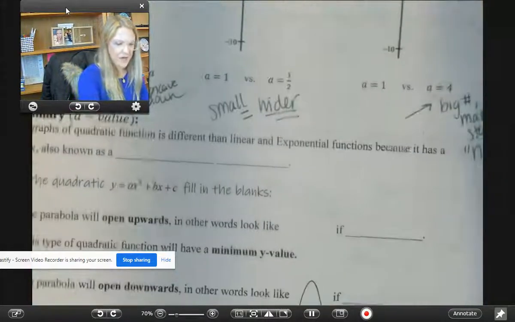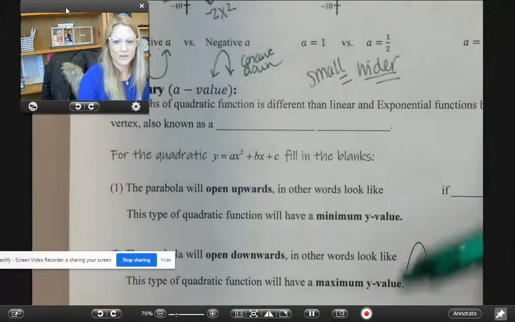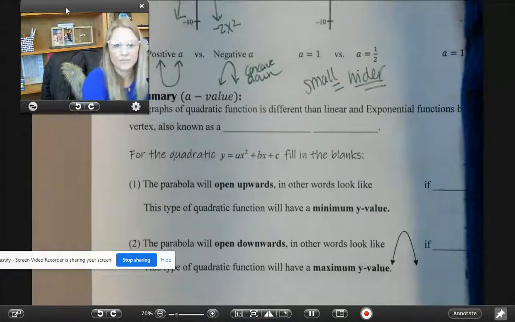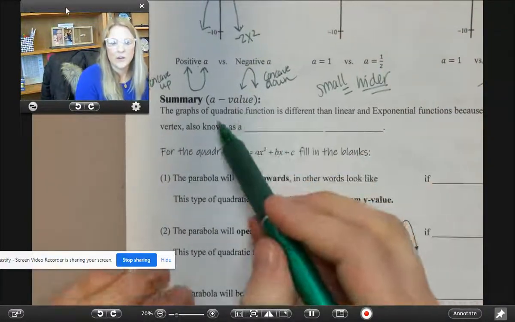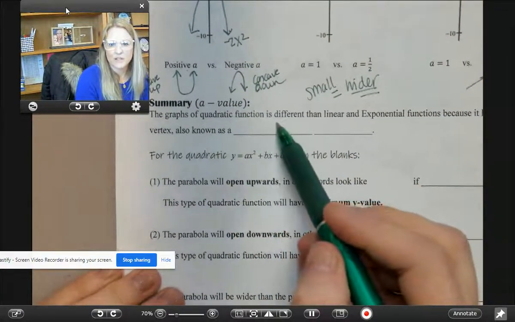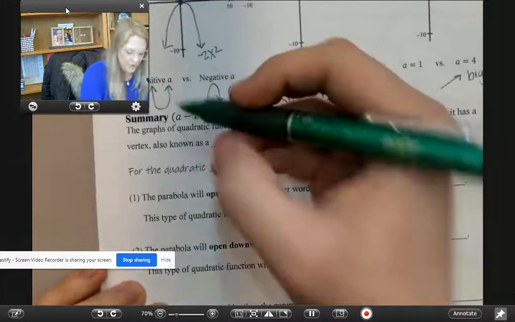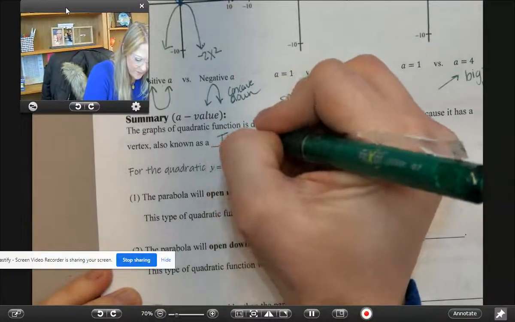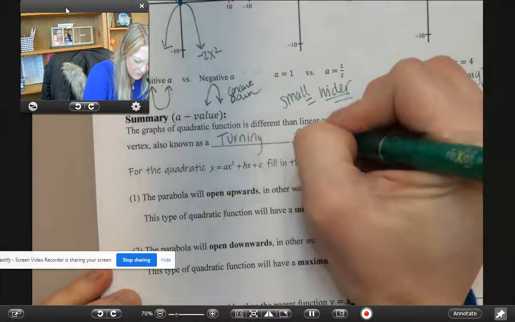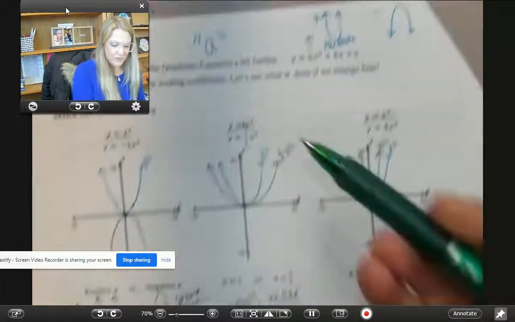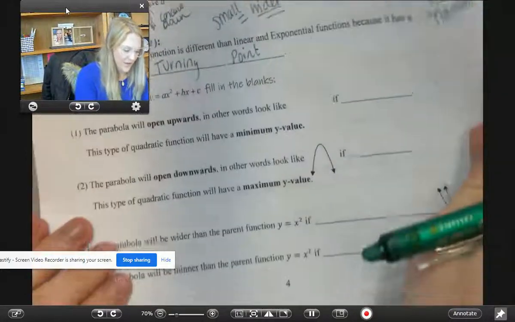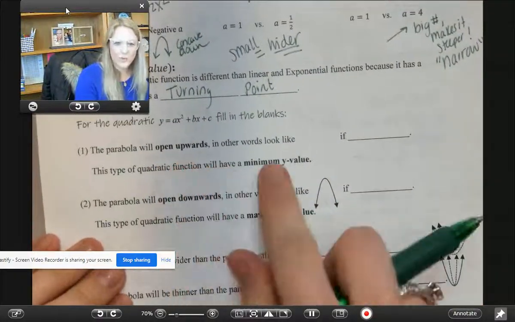All right, so let's get a little bit more practice here. So let's fill out this summary section. So the graphs of quadratic functions are different than linear and exponential functions because they have a vertex, also known as a turning point. And we're going to talk about that here in a minute. Okay, but right now we're talking about the A value. Okay. So the parabola will open upwards.